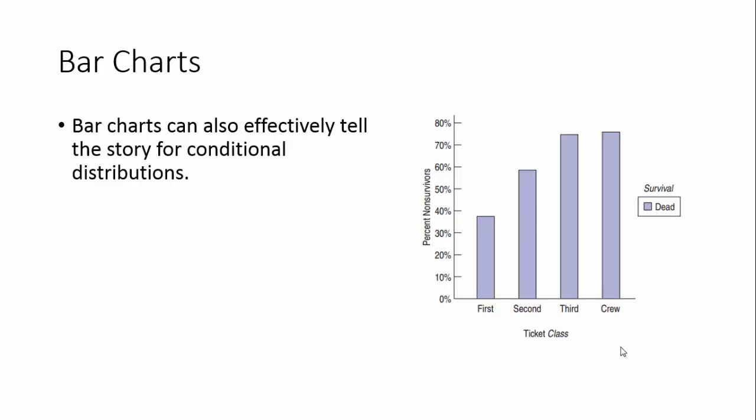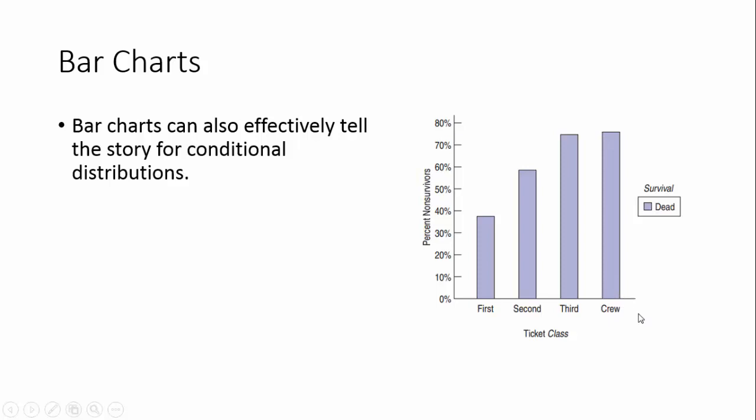We can also look at this in terms of a bar chart. This bar chart shows the percent in first class that were non-survivors, that died. So 30%, almost 40%, of the first class passengers actually perished, where 60% of the second class passengers perished. But that's not anything compared to the third and crew, where almost 3/4 of the third class passengers, and definitely 3/4 of the crew, all perished.